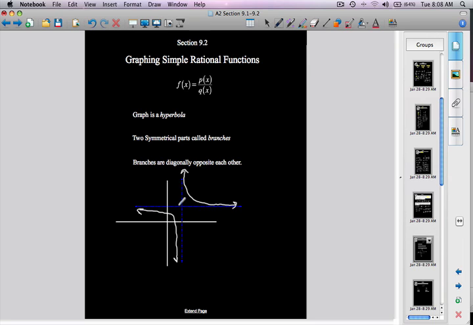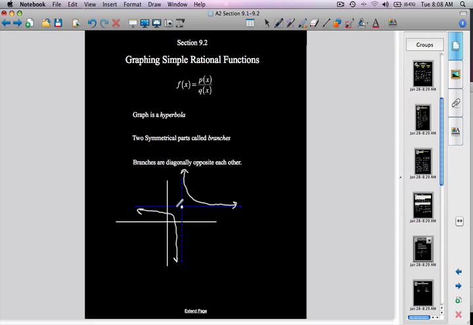In this case, they're inversely symmetrical, so whatever I do on the right side of the vertical asymptote, I'm going to do the opposite on the left side of the vertical asymptote. And they are inversely symmetrical around the intersecting point of the two asymptotes, which is the center of your graph. Okay, so that's an overview of what graphing a simple rational function is all about.